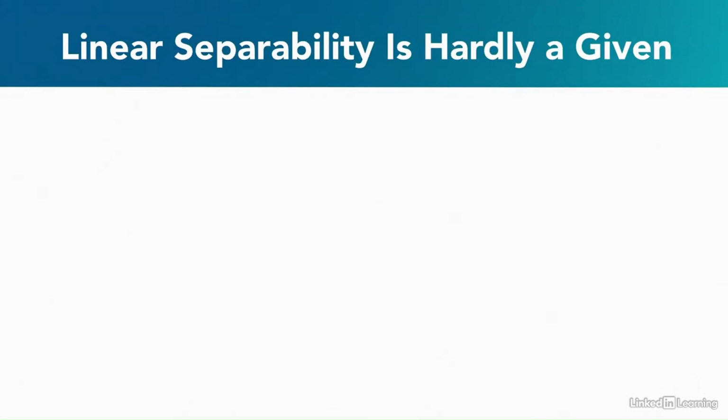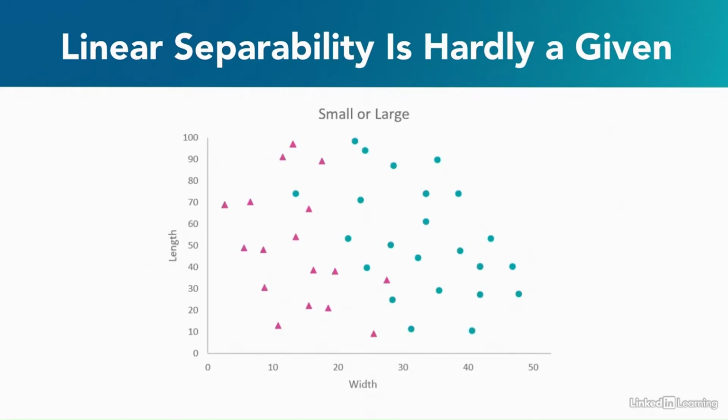But wait, there's another reason to train a neural network. Remember linear separability? Well, I have bad news. Linear separability is hardly a given. Consider this example of classifying things as small or large based on their length and width. Let's say that small is represented by triangles and large is represented by dots. Moreover, notice that this is not linearly separable.